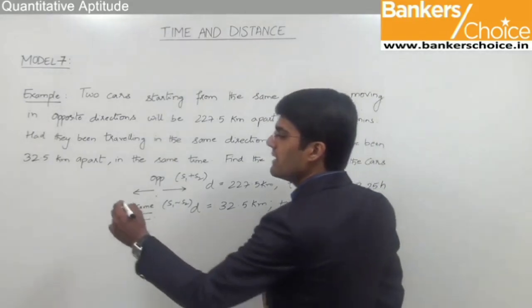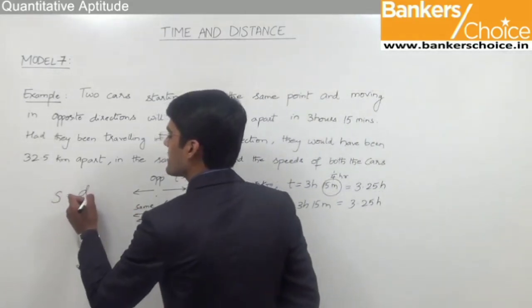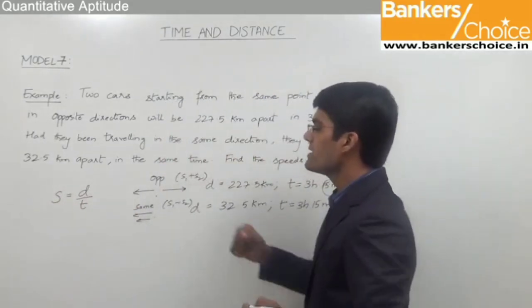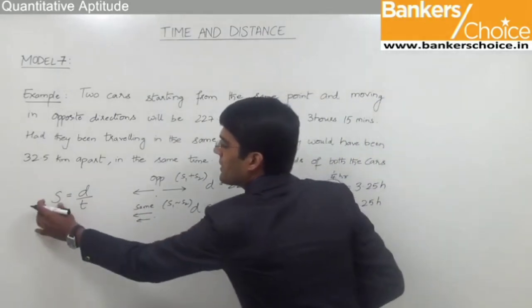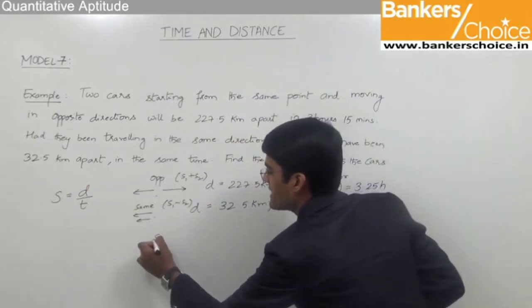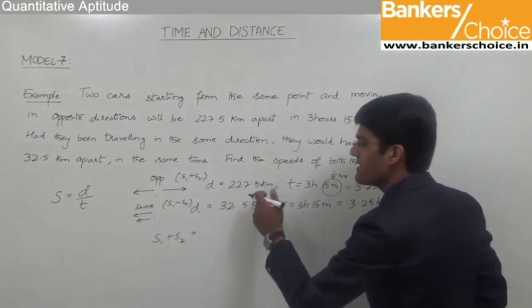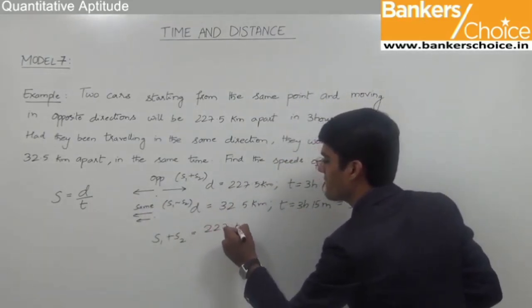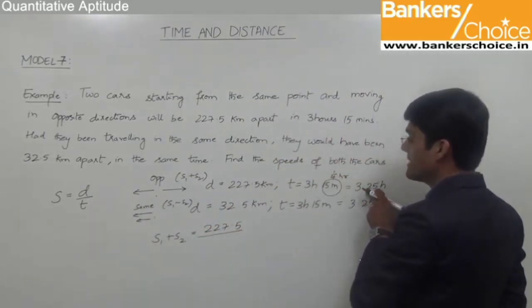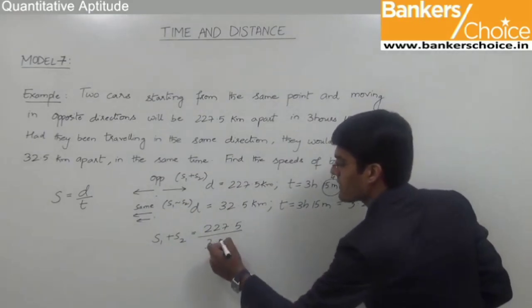We know that the general equation is speed equals distance by time. So when the two bodies are moving in opposite direction, the relative speed is nothing but S1 plus S2. So we can say S1 plus S2 equals distance by time. The distance is 227.5 kilometers divided by the time, 3.25 hours.